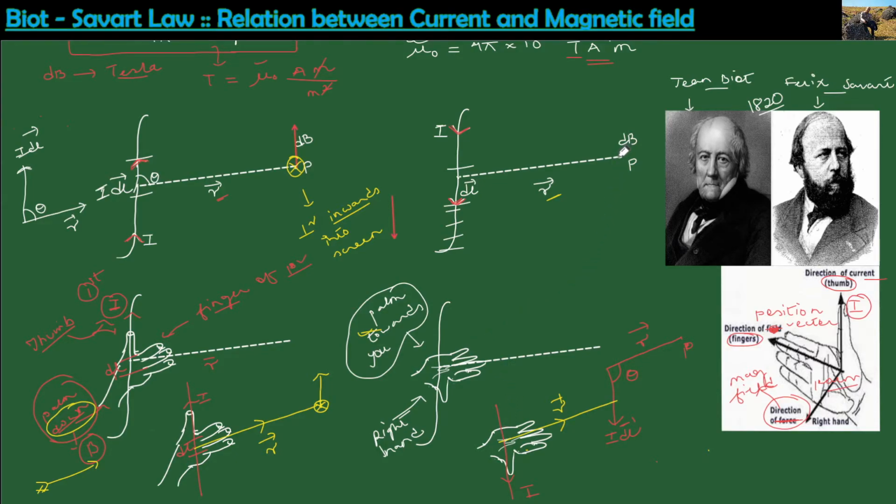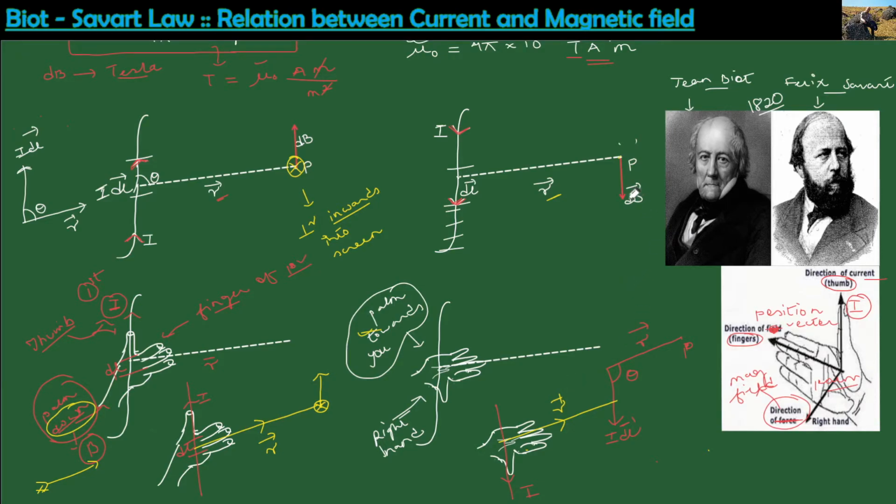So at this particular point, dB will be perpendicular to your page, perpendicular to the plane of the paper, or perpendicular to the screen or the board. It will be perpendicular to DL and R, but in such a way that it is perpendicular and out of the board. Okay, out of the board.